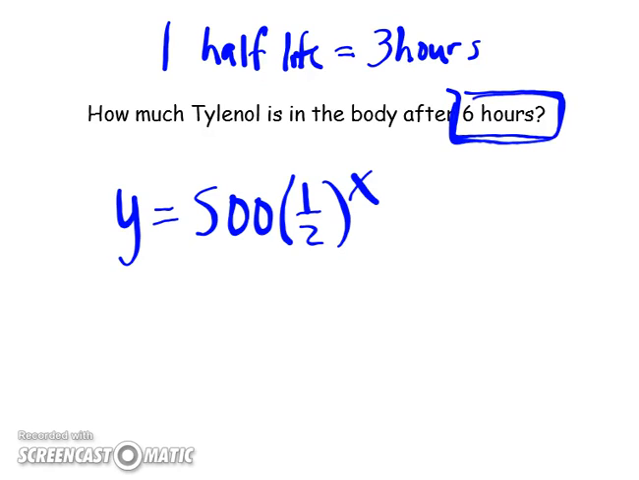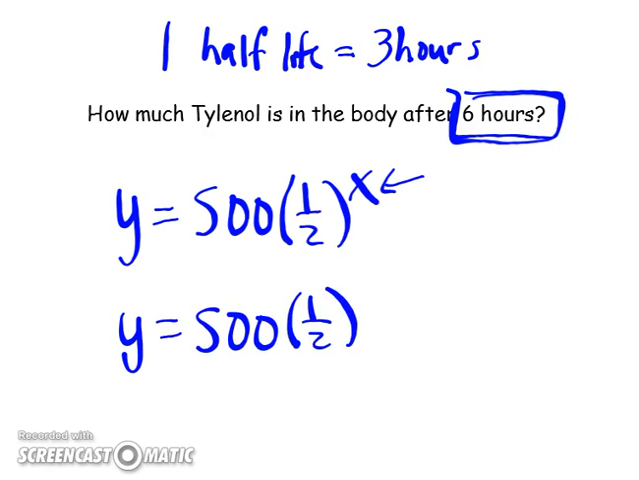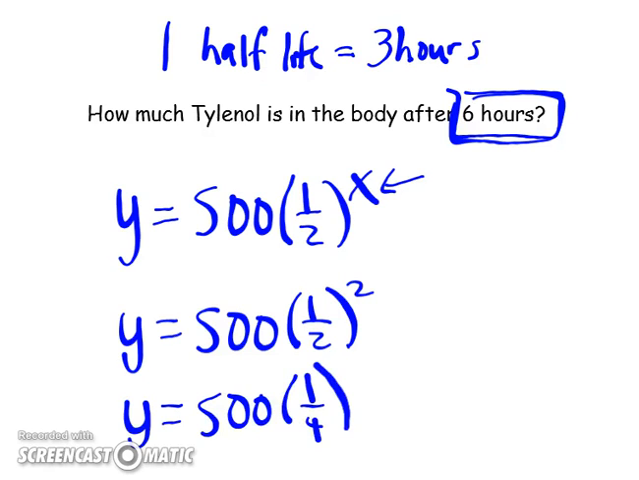Well, that's going to be 2 half-lives. So you can plug in a 2 for x. Y equals 500 times 1/2 to the second. So that means it's going to be cut in half and cut in half. So y equals 500 times 1/4, which is 125. There's 125 milligrams of Tylenol in the body after 6 hours.